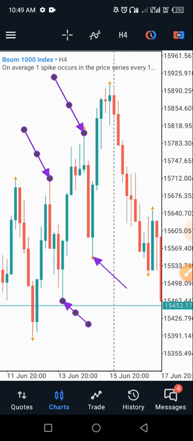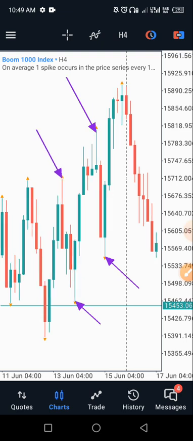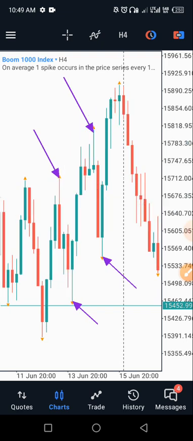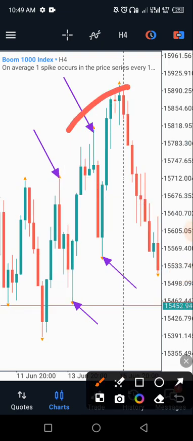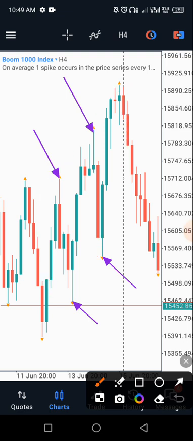Okay, so there are two things that will help us identify the market structure or the direction of the market. If we look at this particular market here, we will notice that this is like a buy market because the market is moving upwards. So there are two things we are to look out for whenever we want to determine if the market is going upwards so that we can buy, or if the market is going downwards so that we can sell.